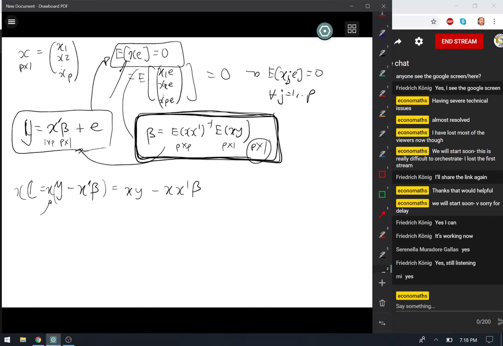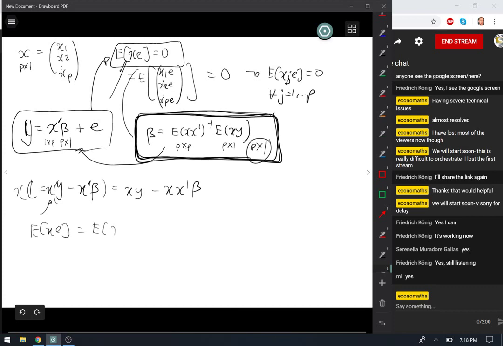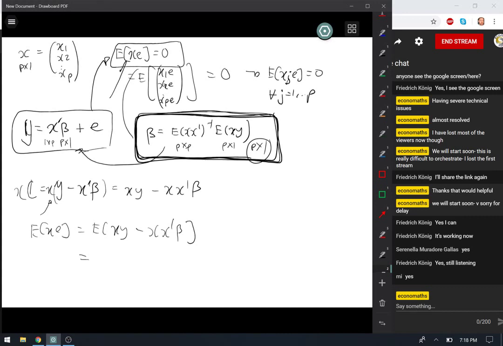So this is e, this is x times e in this linear model by definition, and then just plug in this beta. But first take the expectation. So E of xe, we'll plug it in. It's equal to E of xy minus x dash b. Again, it's the average of two terms, and they're both vectors, but the average of two vectors added together is the average of each one added together. And the average of a vector, as I said, just takes the average of each element.